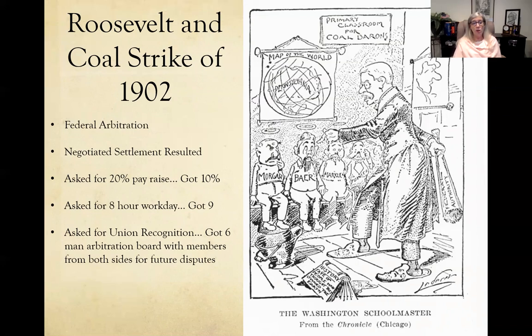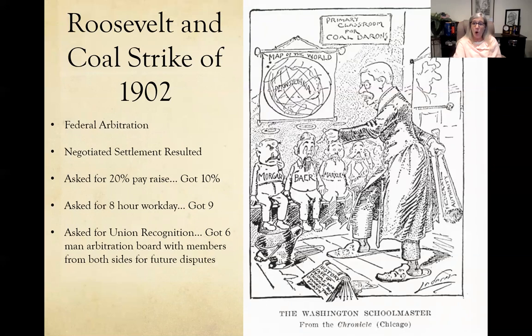So the coal miners went on strike because they wanted shorter work hours. They wanted safer conditions in the mines. Their pay was not what it should have been. And so they were demanding more. And the coal mine operators were refusing to give in to their demands. And so the coal miners went on strike.